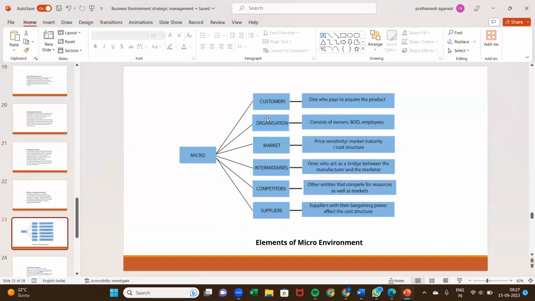Now, just see elements of microenvironment. We have the customers, one who pays to acquire the products. Then we have organization, consists of owners, business development, and the employees. Then we have the market, price sensitivity. Yeah, what is going to be the price? Then the market maturity and cost structure.